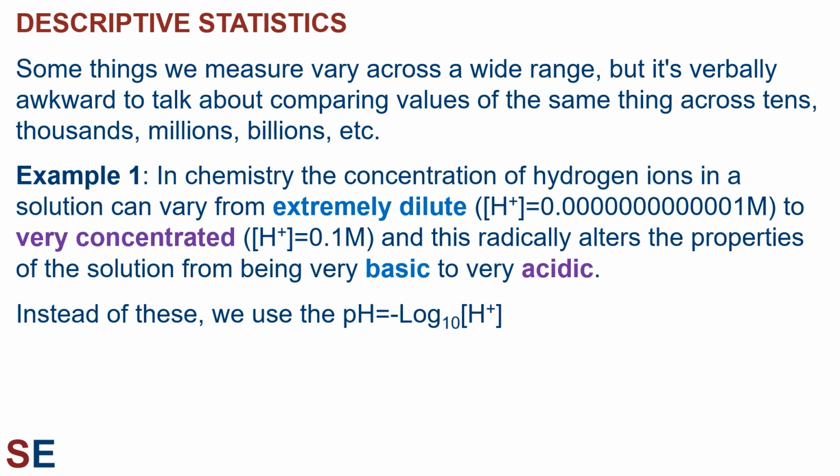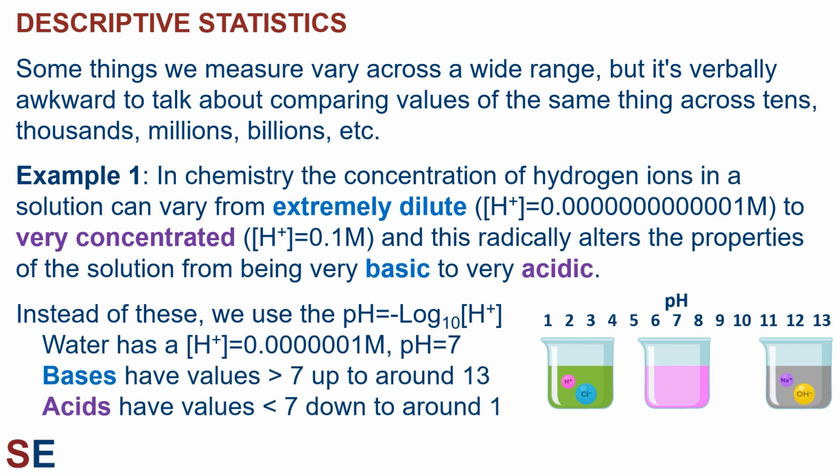It's not very intuitive at first, but this transformation has great properties. Water has a hydrogen ion concentration of 1 in 10 million, which is 10 to the negative 7 if written using scientific notation, which ends up giving a pH of 7. Bases have lower hydrogen ion concentrations, which end up producing higher pH values than the 7 for water, up to around 13, which is almost no free hydrogen ions at all, which makes it very basic.